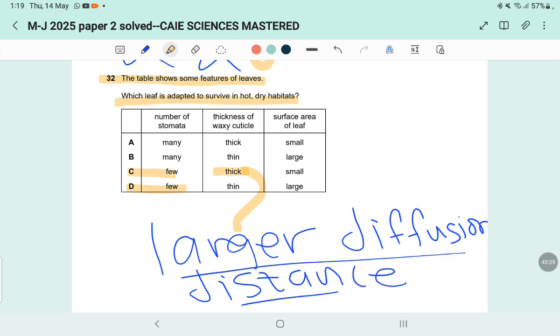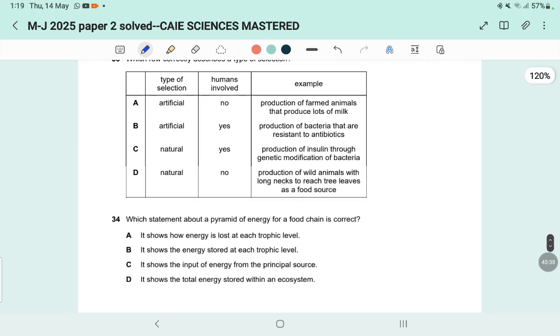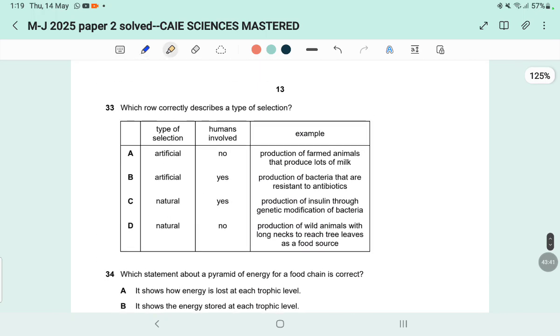Okay. Now for the surface area of the leaf, I need it to be small for the same idea, to reduce water loss, and the other answer you are used to. Okay, so the answer here is C. 33, we're about 7 questions to the end.